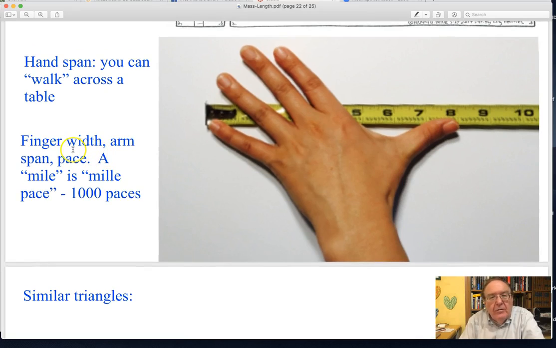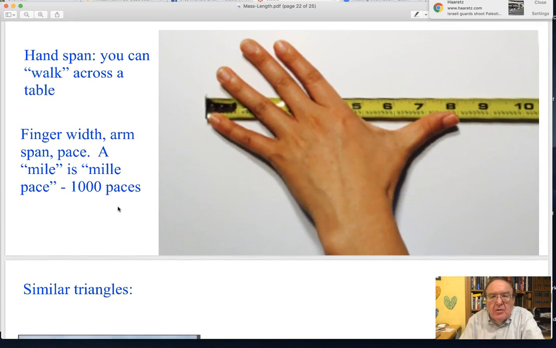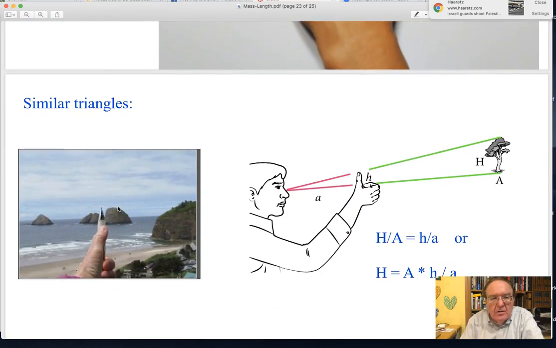Also, your finger width: if you know your finger width is about 1 centimeter or so. Or your arm span. Or your pace. A pace is 2 steps, and a pace for a normal adult is about 5 feet. Our word mile comes from the Latin word mille, which stands for mille pace, meaning 1,000 paces, at 5 feet per pace. That's about 5,000 feet, and that's about a mile. A mile is precisely 5,280 feet. So that's how to measure distances over long distances and over short distances.